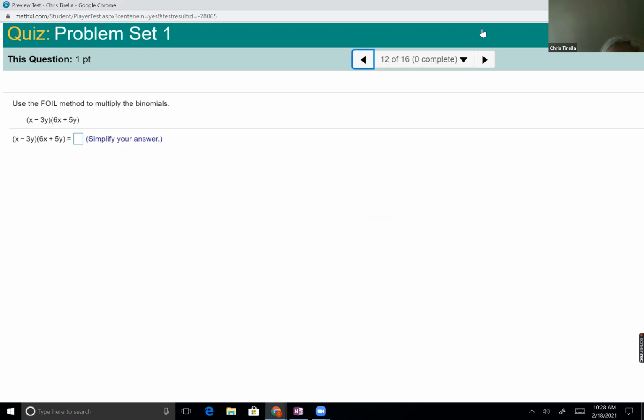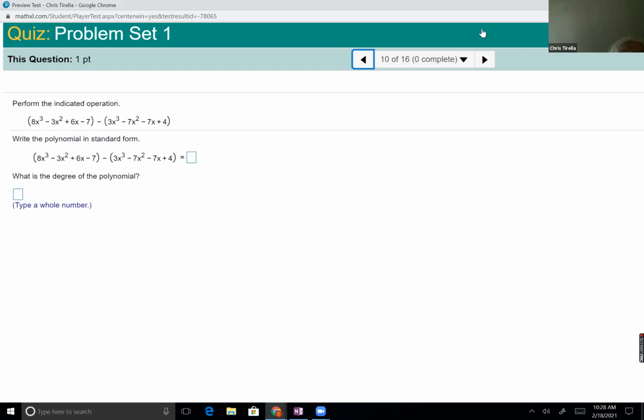Is everybody all right with foiling, or do we want to go over multiplication again? I'm okay with foiling. Foiling again. Subtraction, all right? Could we go over it?